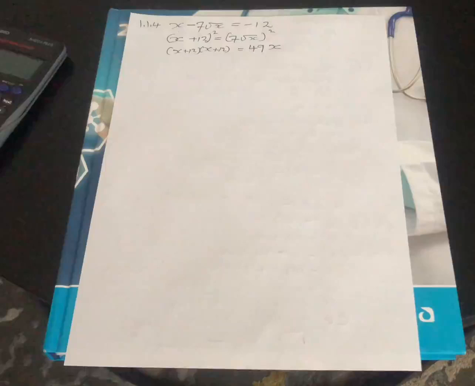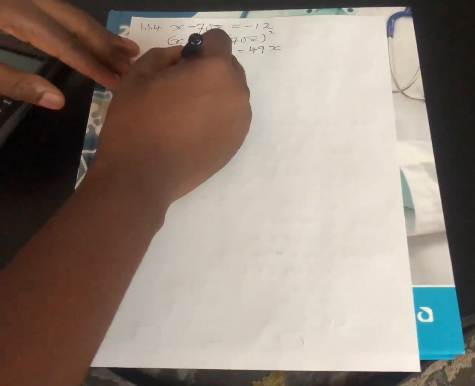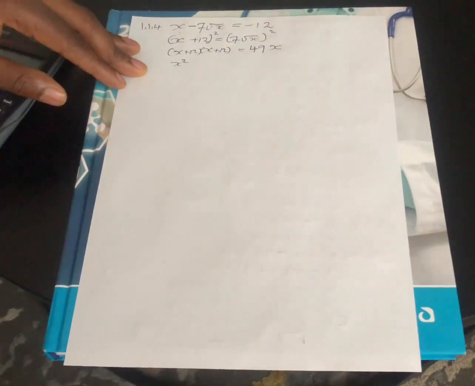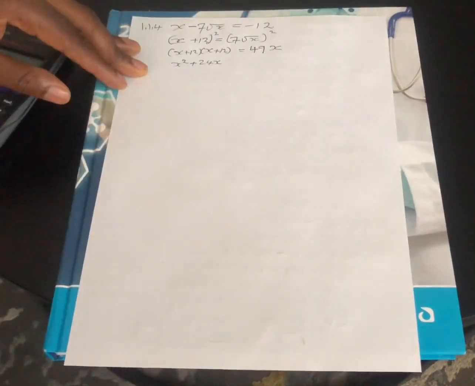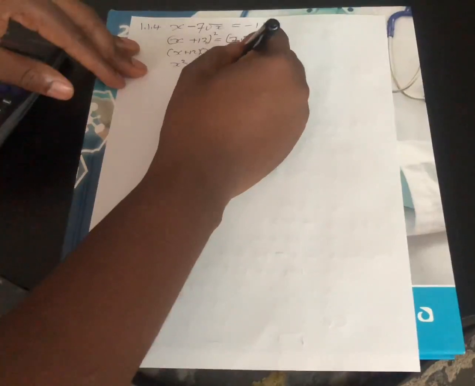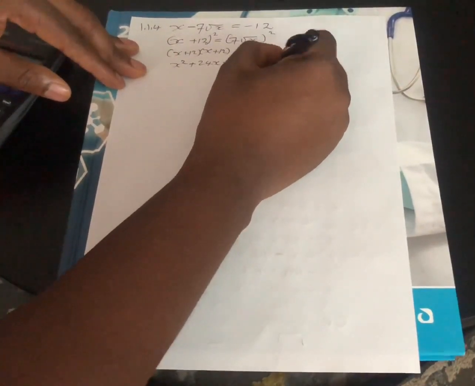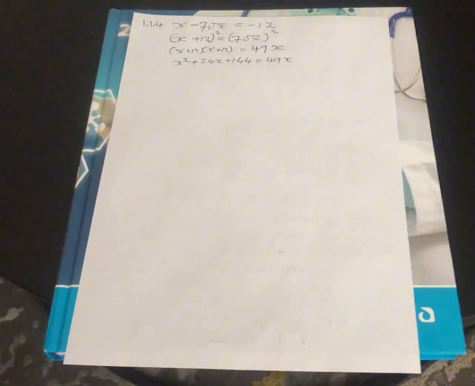Then let's deal with these two brackets. When we deal with these two brackets, we know that we're going to have x squared plus 12x plus 12x, which gives us 24x, plus 12 multiplied by 12 is 144, plus 144 is equal to what? 49x is equal to 49x.